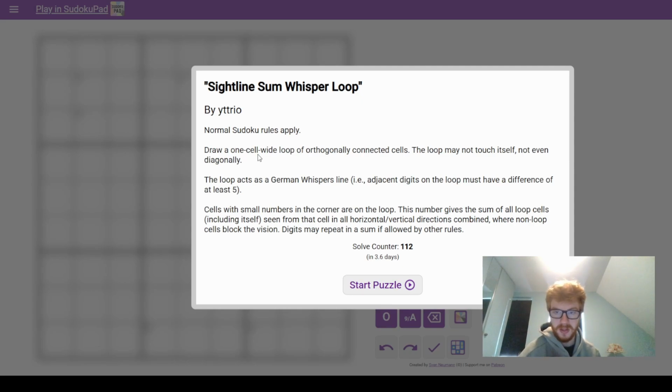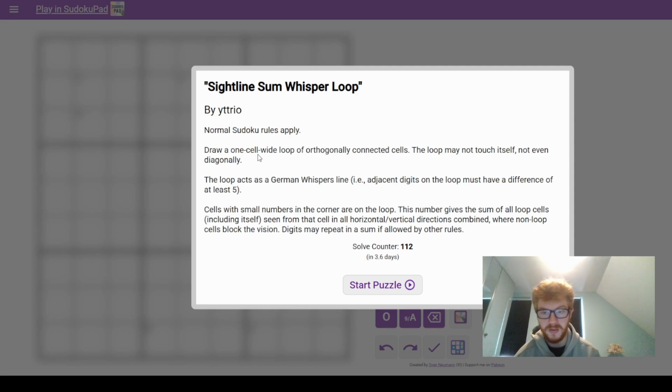The loop may not touch itself, not even diagonally. It's a normal loop rule, I guess. The loop acts as a German whisper line. Adjacent digits on the loop must have a difference of at least 5. Yeah. Cells with small numbers in the corner are on the loop.